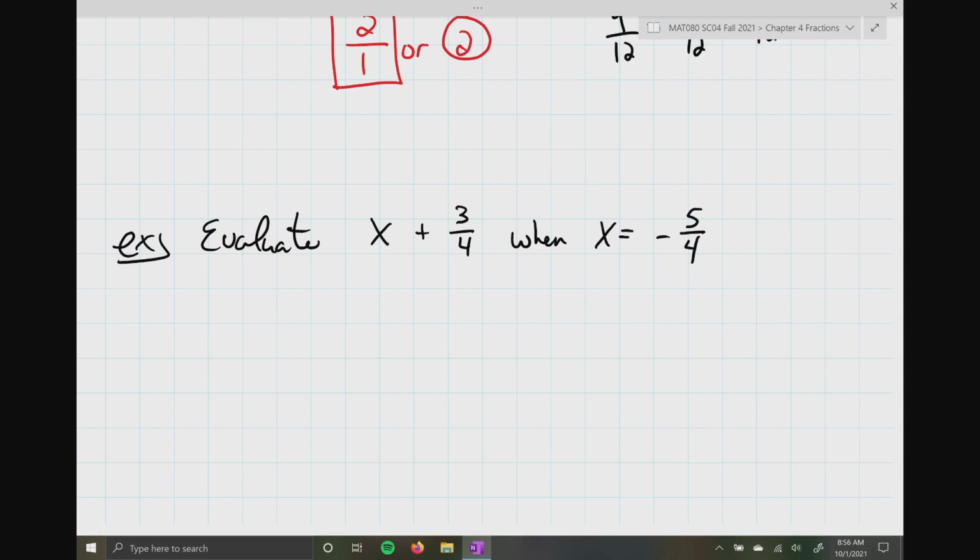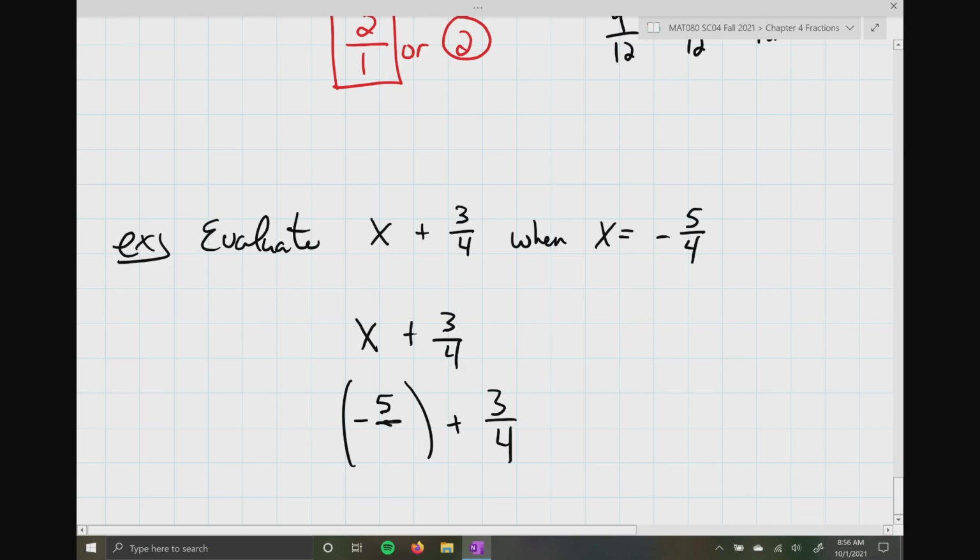When we see the word evaluate, what are we thinking? Solve. No, there's no equal sign there. Simplify. Simplify, very good. So directly underneath, I'll rewrite the problem. And then where I see the variable, I'm going to put parentheses. Now I make my substitution. In this case, they're saying x equals negative 5 over 4. So I'm going to substitute in negative 5 over 4.